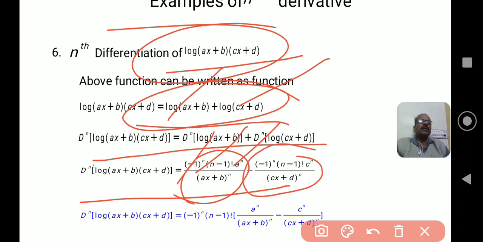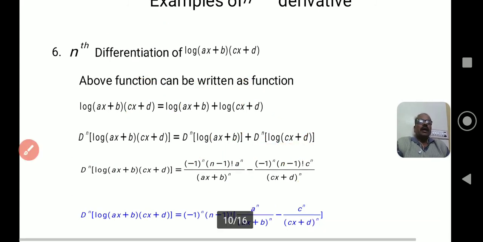Here also it is the same thing: wherever there is minus 1 to the power of n minus 1, you should write here n minus 1 factorial c to the power of n over cx plus d whole to the power of n. One very important thing you should notice: in the nth derivative of 1 over ax plus b, the denominator has n plus 1 and the numerator has an n, but in the logarithmic function the numerator has minus 1 to the power of n minus 1 factorial. You should remember this difference between the results for 1 over ax plus b and log of ax plus b.